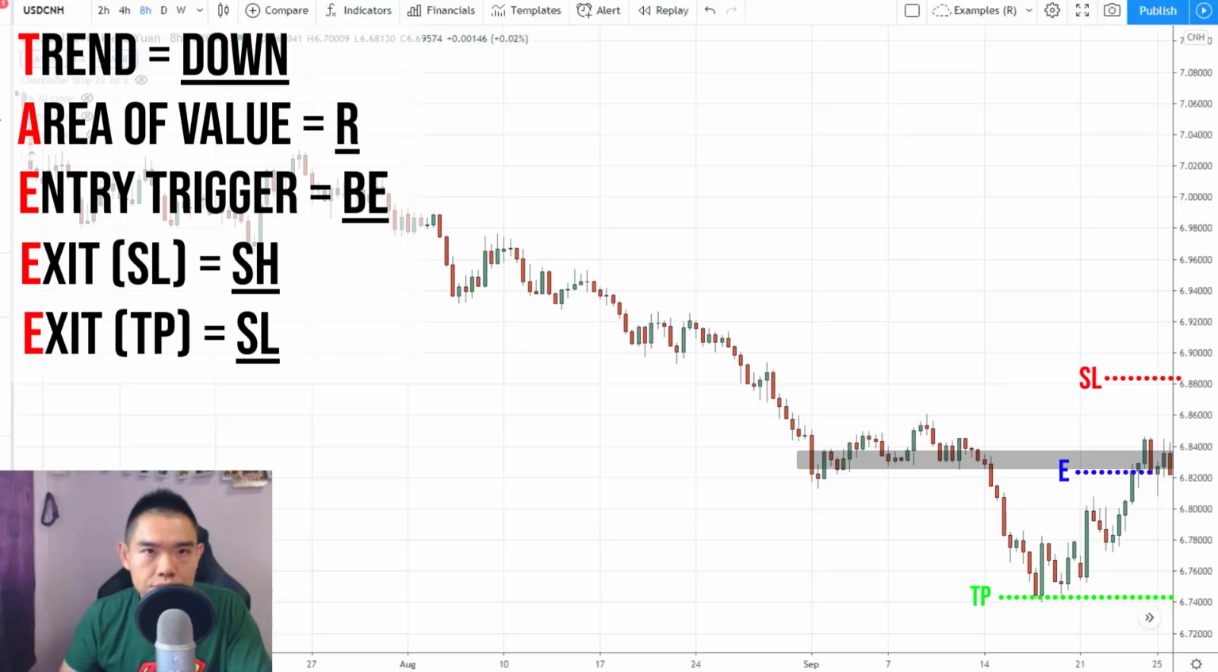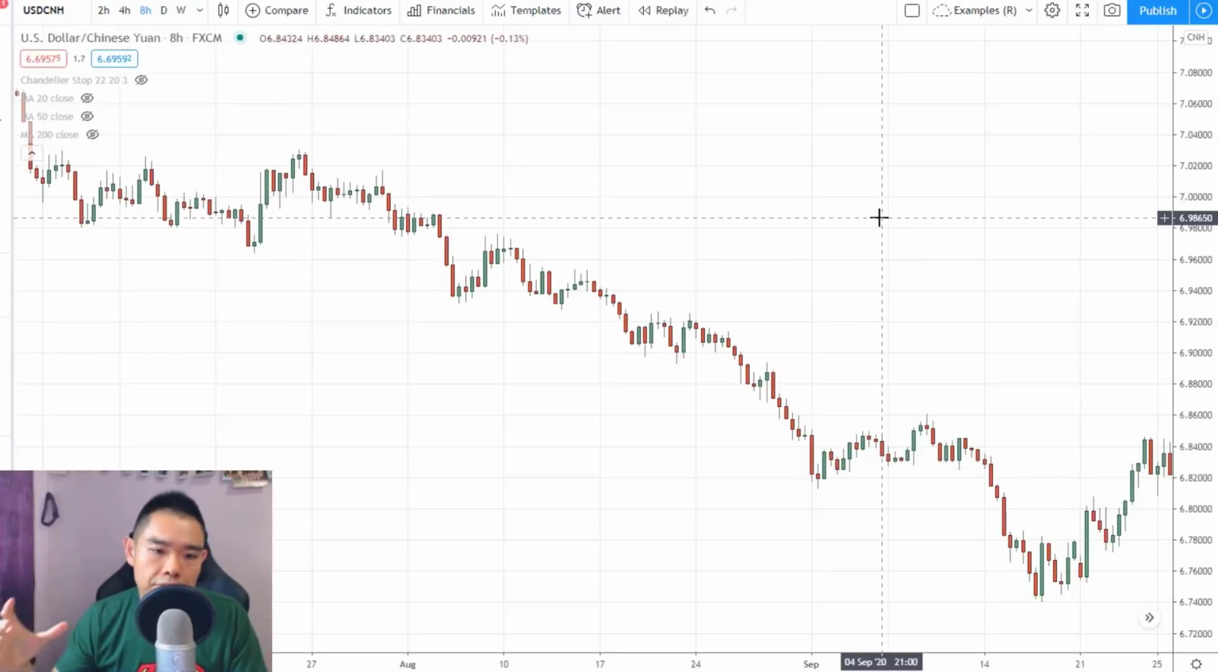Hopefully this example gives you a good idea of how you can trade pullbacks. And of course, the examples I've picked are mainly support and resistance, because these are my favorite type of area of value to trade off. But again, it's not the only one. You can use trend lines, you can use moving averages.